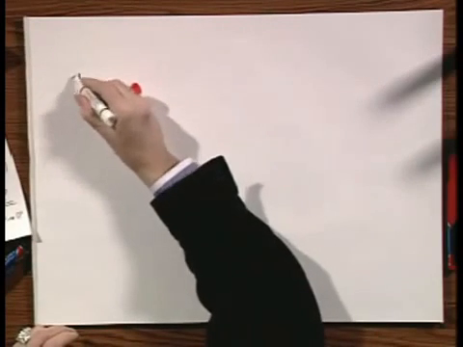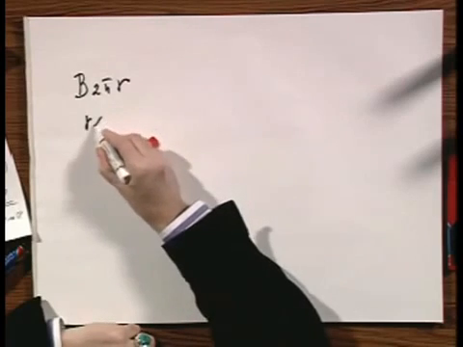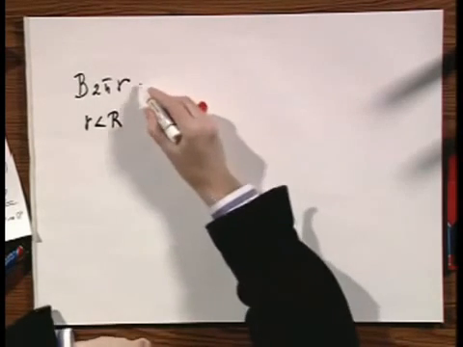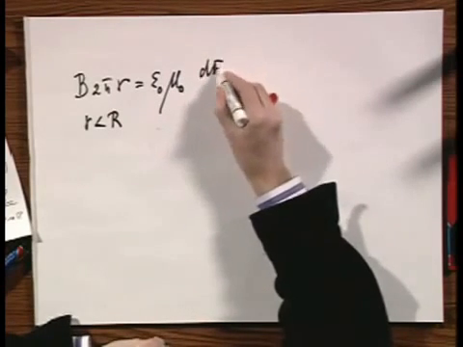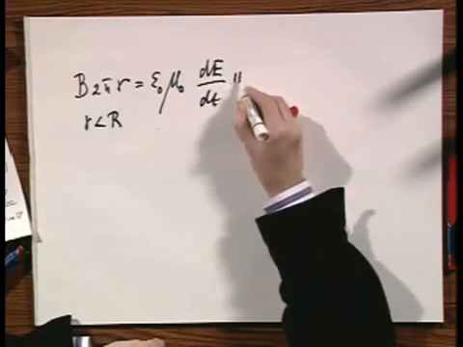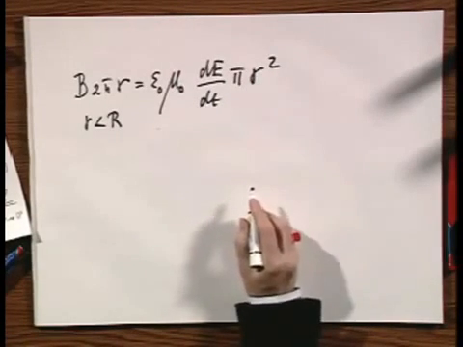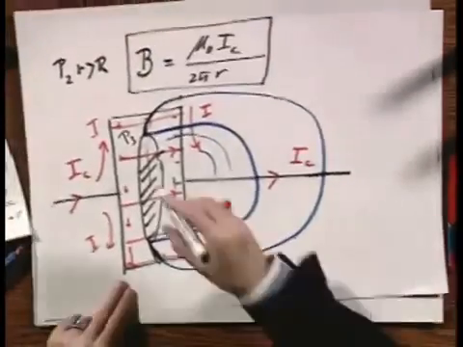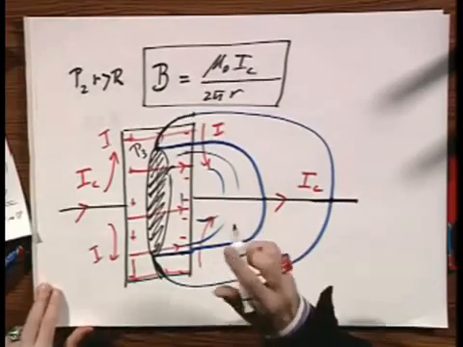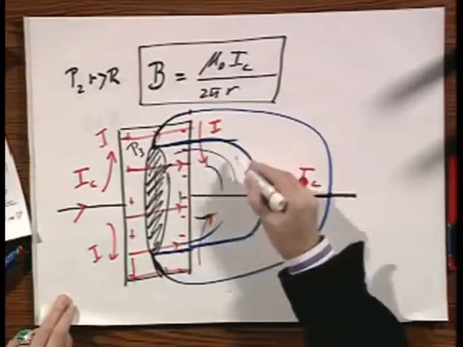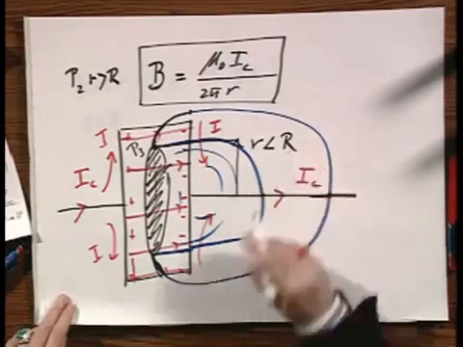So what do I find? I find B times 2 pi r. This holds now for r less than capital R, inside the capacitor, equals epsilon 0 times mu 0 times dE/dt times pi little r squared. Why little r squared? Because the flat surface here has a surface area pi little r squared. This distance here is little r, which is smaller than capital R.